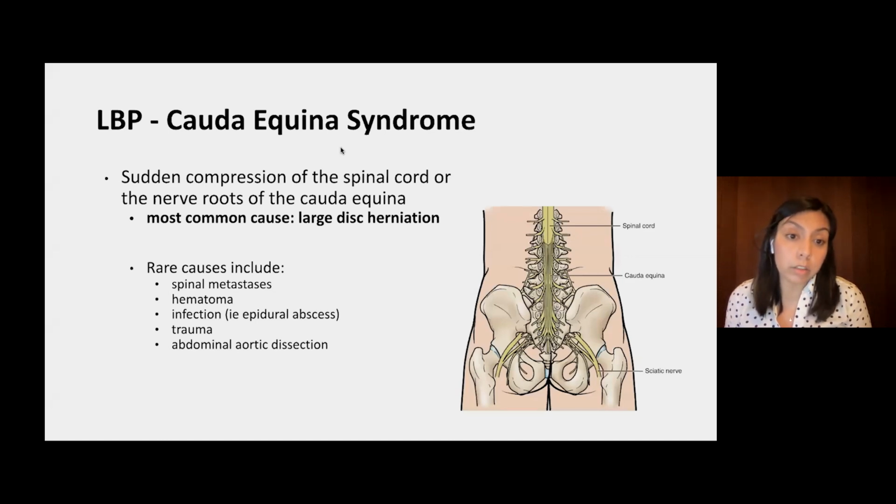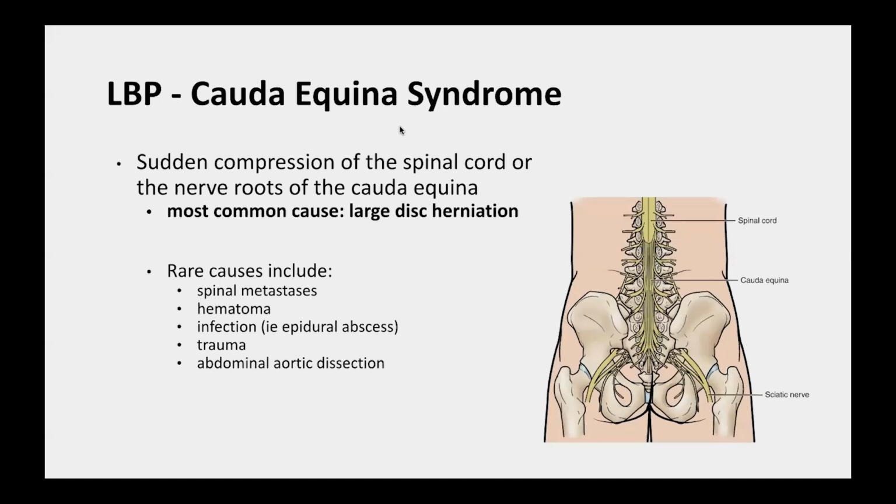However, rare causes can include spinal metastases, so spread of cancer to this area from another area, hematoma, or a blood collection within this area due to perhaps a trauma, infection if the patient's at risk for infection, a trauma history to this area, and/or an abdominal aortic aneurysm or dissection.